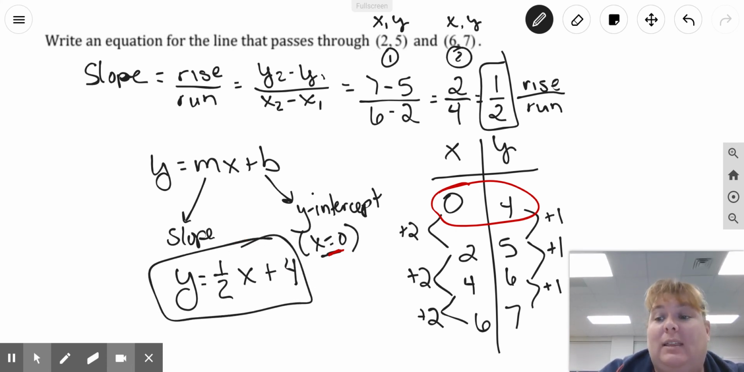So that's one way that you can go ahead and find the y-intercept by using your data in a table and creating that information.